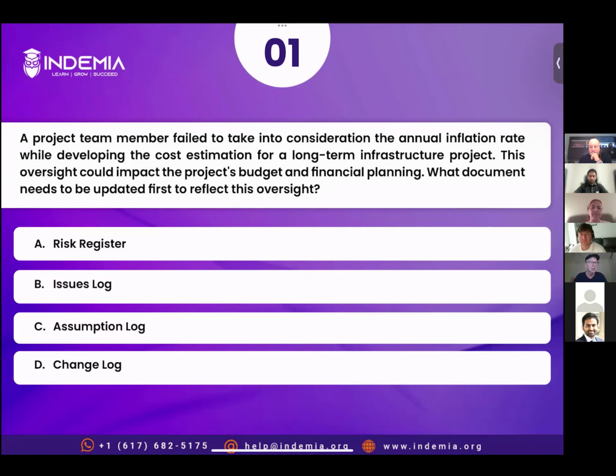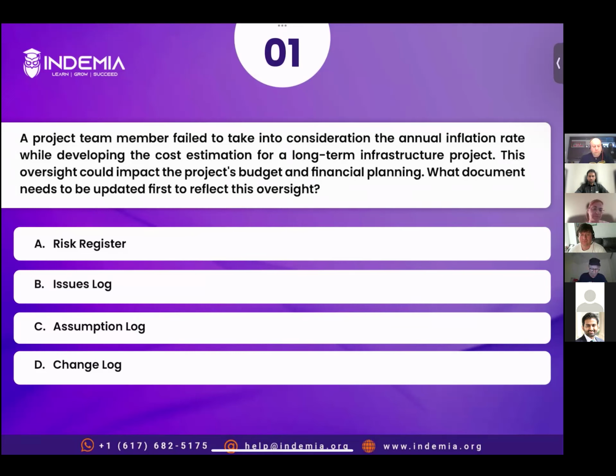It isn't an issue yet, but it is a risk because it wasn't considered with the estimate, and there could be increased costs. So that is a risk. So assumptions and changes wouldn't apply. Changes wouldn't apply at this stage. And it's not an issue yet. So that's why I chose risk register. All right, thank you.